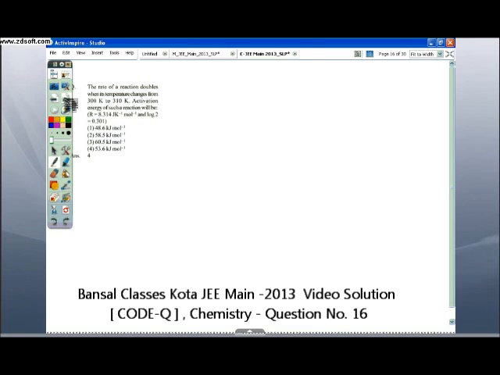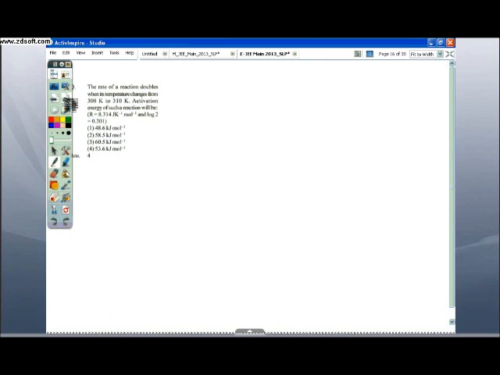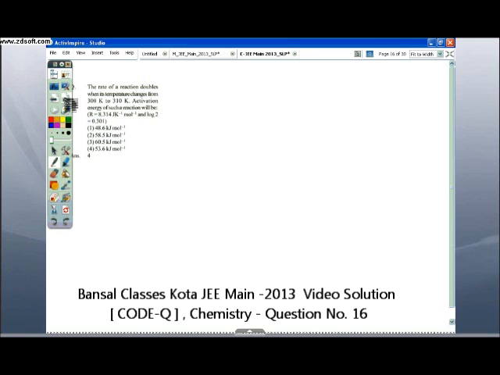The rate of a reaction doubles when its temperature changes from 300 Kelvin to 310 Kelvin. Activation energy of such a reaction will be, R is 8.314 joule per Kelvin per mole and log 2 is 0.301. Since we have a formula log K2 by K1 is equal to EA upon 2.303 R into 1 by T1 minus 1 by T2.